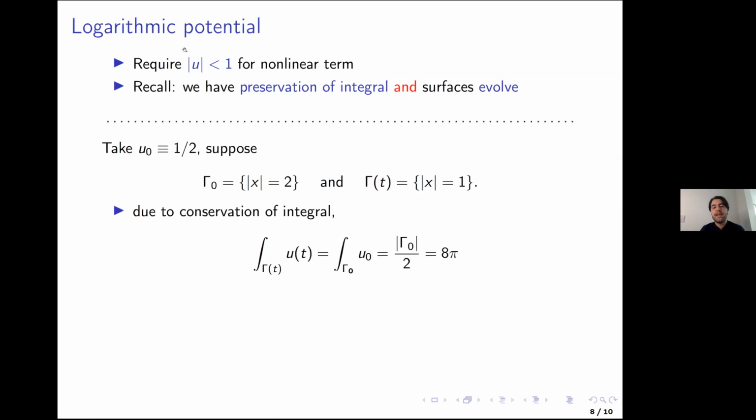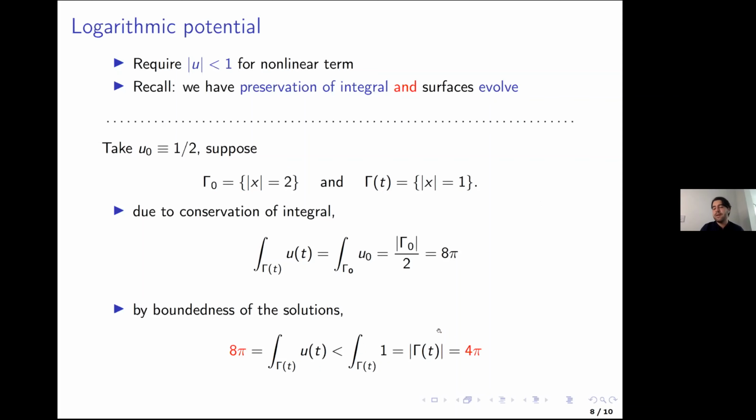And then on the other hand, we have boundedness of the solution. So this integral is equal to 8 pi, but u is also bounded by 1. So this is bounded by the area of gamma t, which is 4 pi. So there's an issue arising here, right? There's some sort of contradiction.